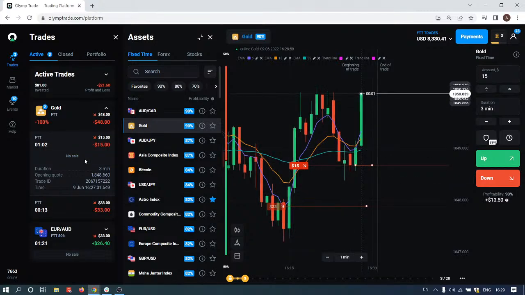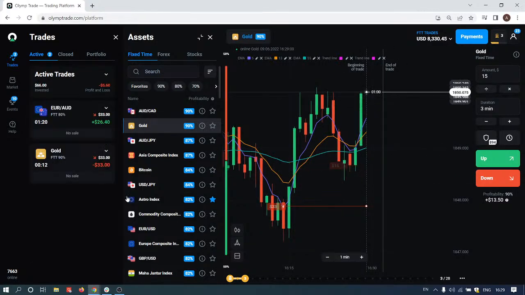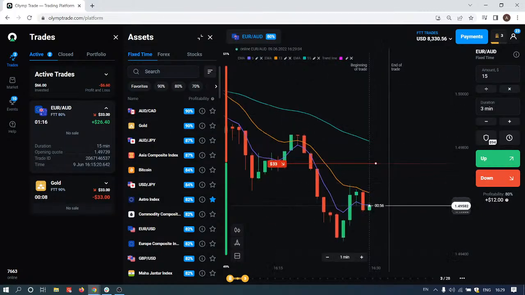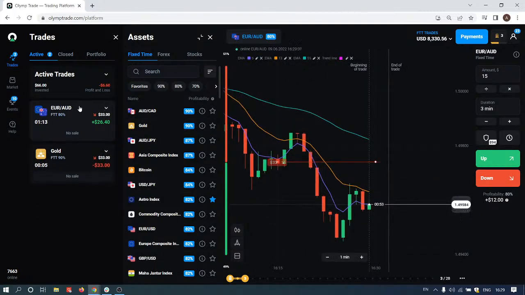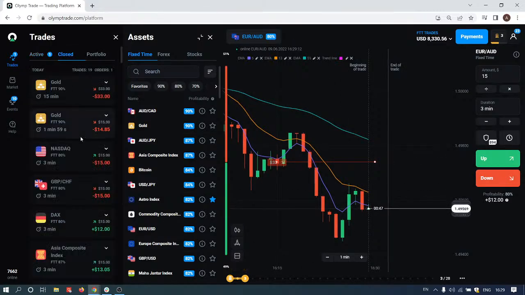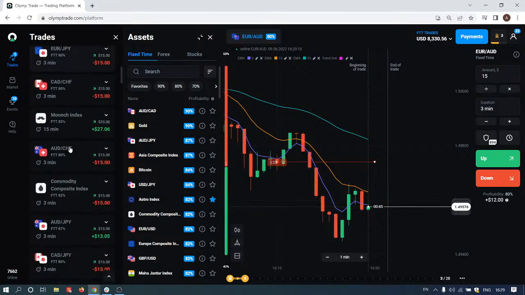All right, so unfortunately, my gold trade closes with a loss. I've saved 15 cents from this trade, but at the same time, the Euro AUD trade is closing with a profit. So gold is not my lucky instrument today.